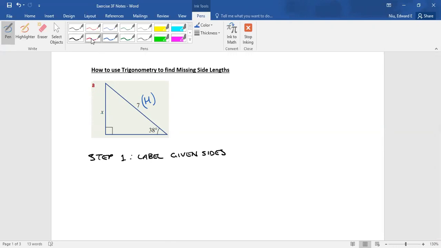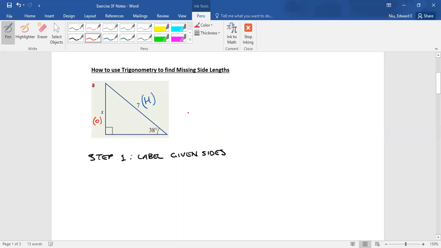Any ideas? From memory, I think we used red. This x side is furthest from the degree that's given, and that's always going to be the opposite. The opposite is always the further side from the degree, so it's not touching this degree in here. See how this side is touching that we're not labeling? The opposite is the furthest from that degree, so we call that the opposite.